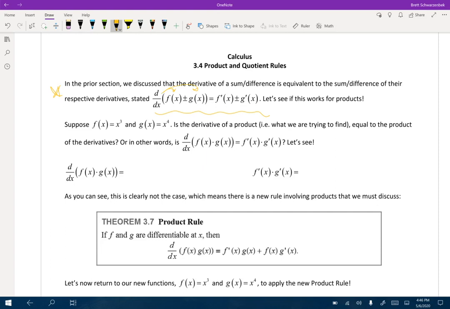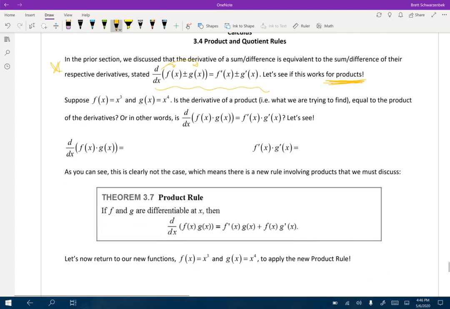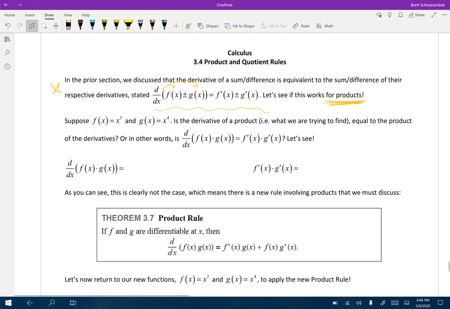But what if we go to the other two operations? What if we went to products or quotients? Well, we're going to start with products, or in other words, multiplication. So what are we trying to prove, essentially? If we took the derivative of the product of two functions, right here, would that be equivalent to the product of their individual derivatives? That is the question we must answer.